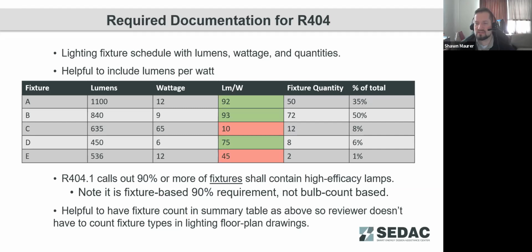The efficacy is 55 lumens per watt for individual lamps and 65 lumens per watt for fixtures. So be aware that that 90% is based on a fixture count in the home. We just had that question come in again. So when you're looking at your high efficacy fixtures, you're going to count up all the fixtures in the residence.